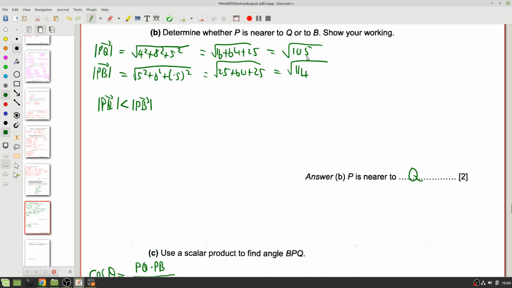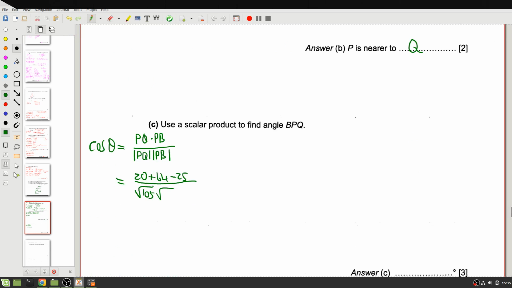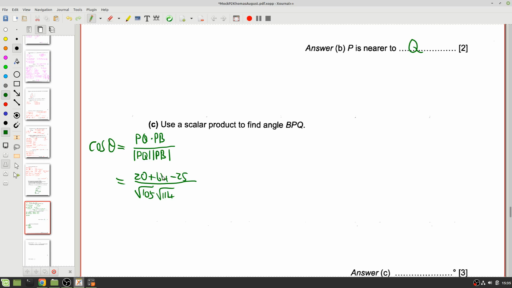So for PQ, it was square root of 105, times the square root of 114 for PB. Let's just simplify that a little bit. That's 84 minus 25, that gives us 59 over, and I'm just going to write this in square root form and use the calculator. So cos theta equals that. If we want just theta, we can say theta is the arc cos or shift cos of 59 over square root 105 times square root 114.